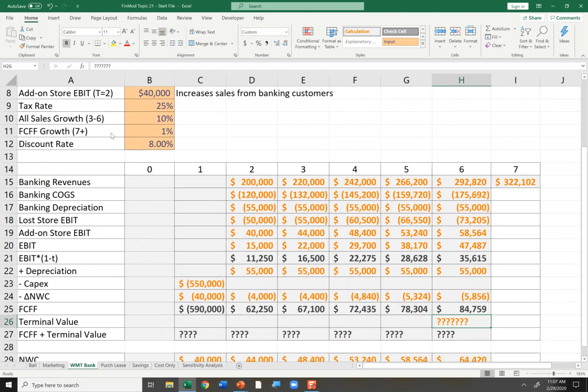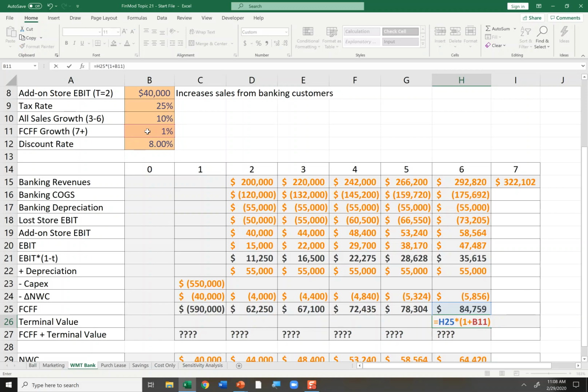So I'm going to do this. Normally there's two ways to do this. We can either do an EBITDA multiple. I can assume that the banks are worth some multiple of EBITDA, or I can just do a growth perpetuity. Let's just do a growth perpetuity. Let's assume that those banks can generate this cash flow in year 6, and that cash flow will grow at 1% forever.